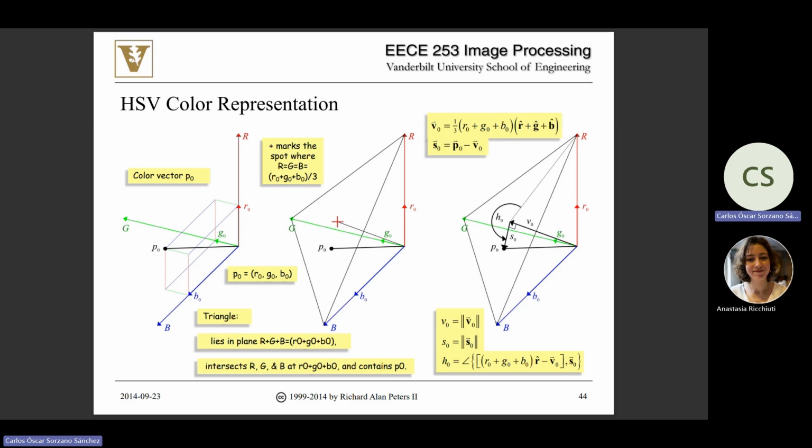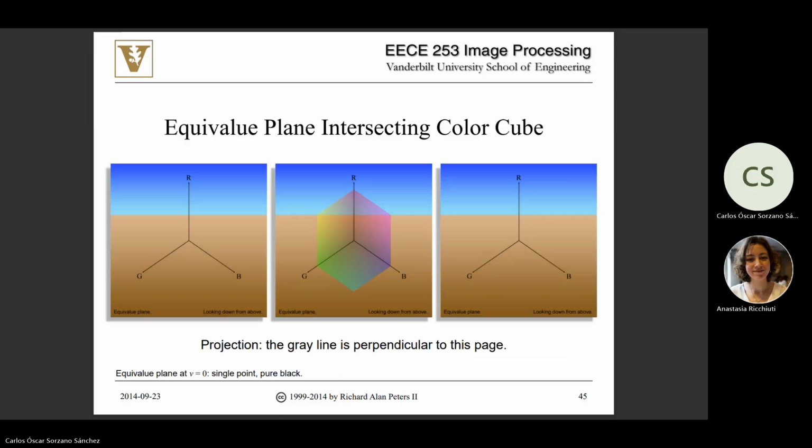And then again, this is an easy vector to construct. Measuring the angle is also easy. So all I have to say is the module of this one, the module of the second, and the angle between these two. So given a color, an RGB color, going to HSV is very easy.